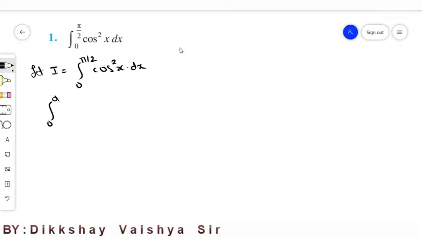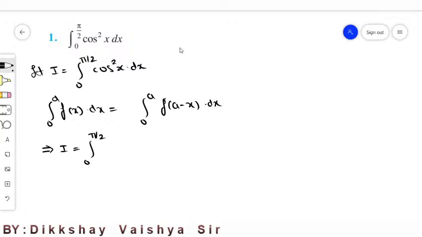See that integral 0 to a f of x dx is equals to integral 0 to a f of a minus x dx. Right, we have this property that we substitute difference of limit and our variables, upper limit and variable. Okay, so by using this we can say that our I is equals to integral 0 to pi by 2. Now actual function is cos square, so cos square, and what is variable substitution we need? Variable substitution we need upper limit, that is pi by 2 minus x dx.